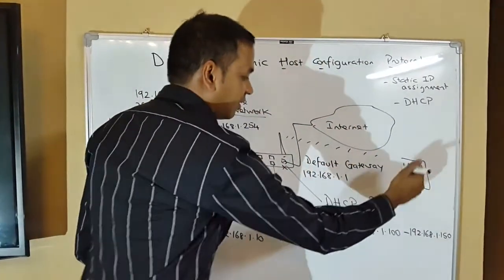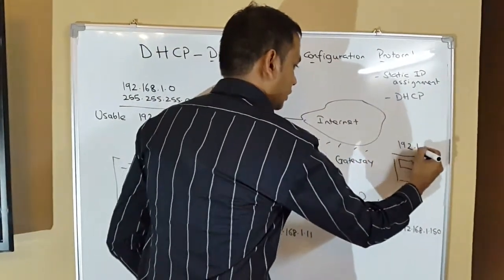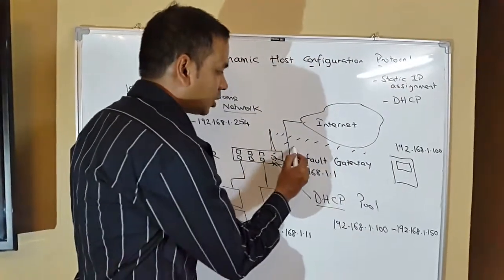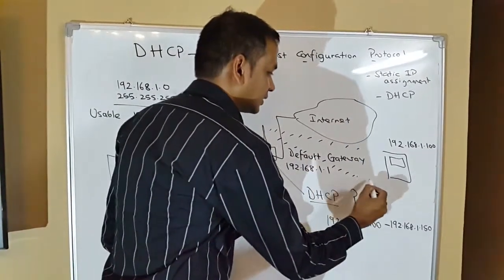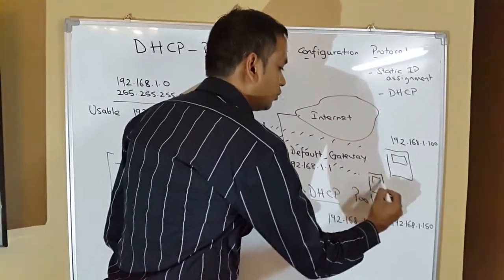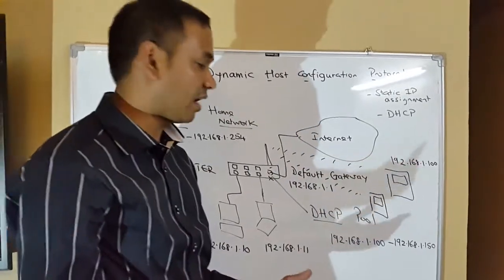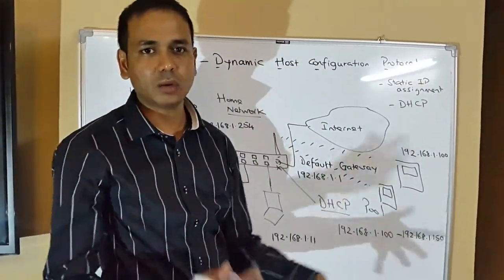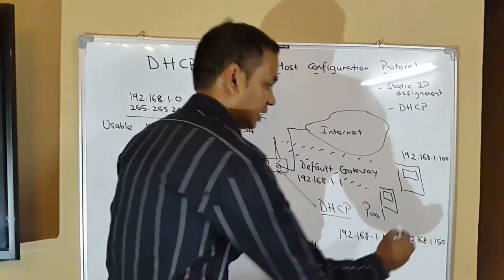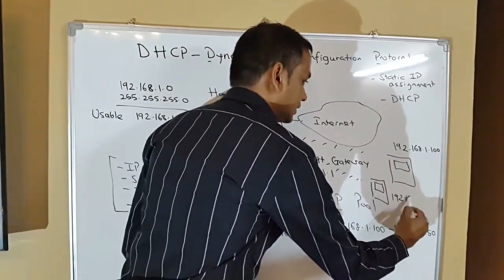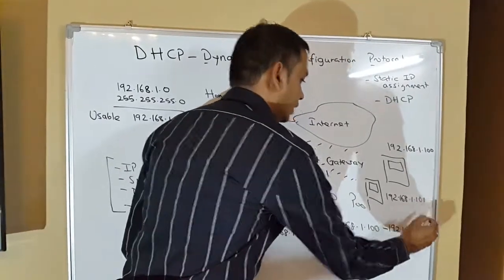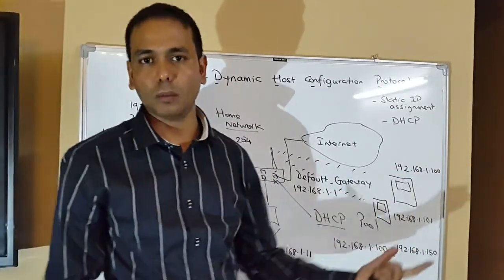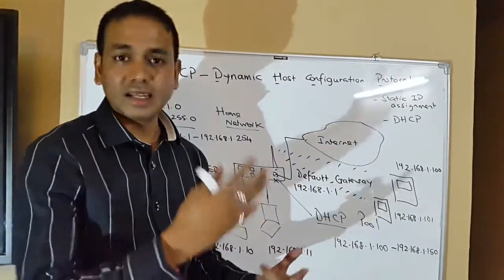For example, if that device gets the IP address .100, and someone else comes to your place and asks you for your Wi-Fi password, you give the Wi-Fi password. The router automatically knows that 100 is in use. Now it will assign the next available IP, for example 192.168.1.101.